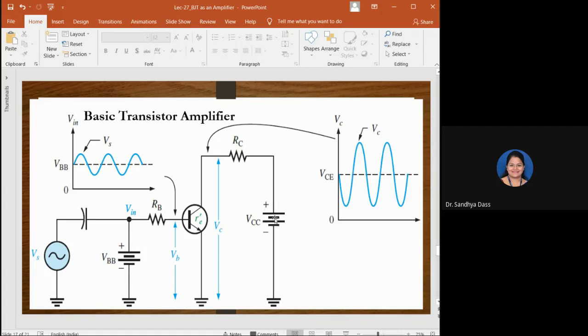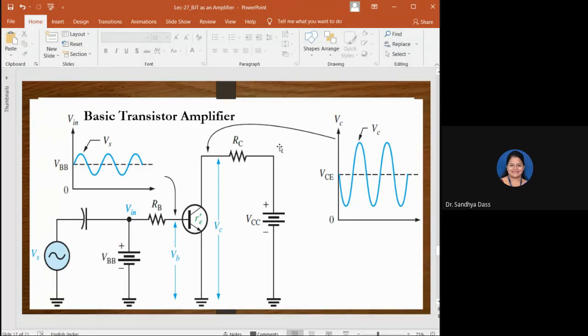VCC is for biasing again. You bias the base-collector junction in the reverse bias condition, and that is provided by VCC, and the base-emitter junction will be forward biased, which is provided by VBB. So that biasing part you should be knowing, all right? Since we know the definition of current gain, what is current gain? The output current by the input current, right?